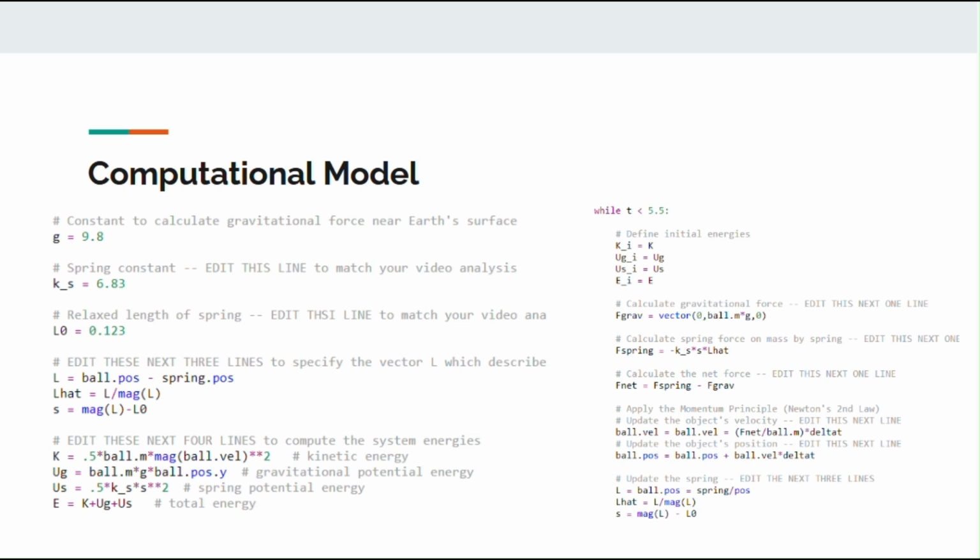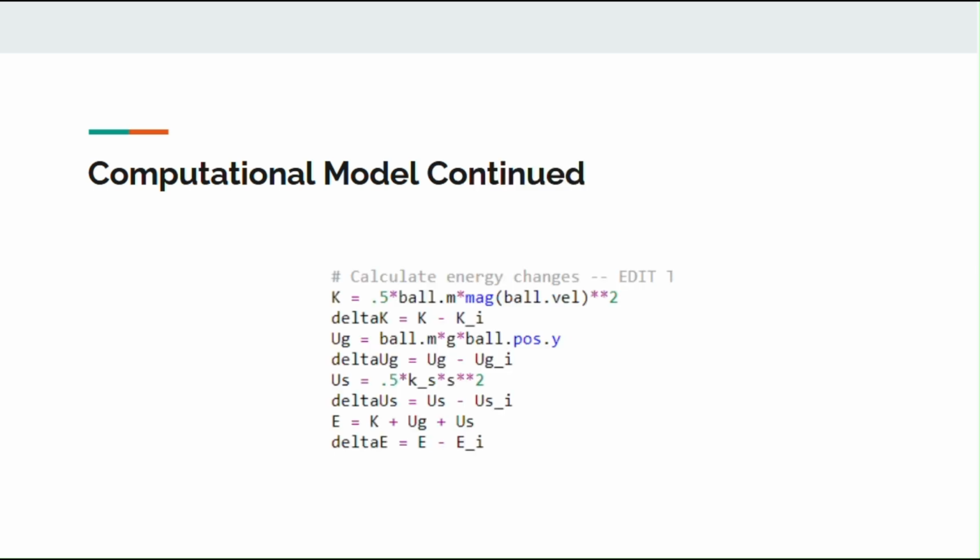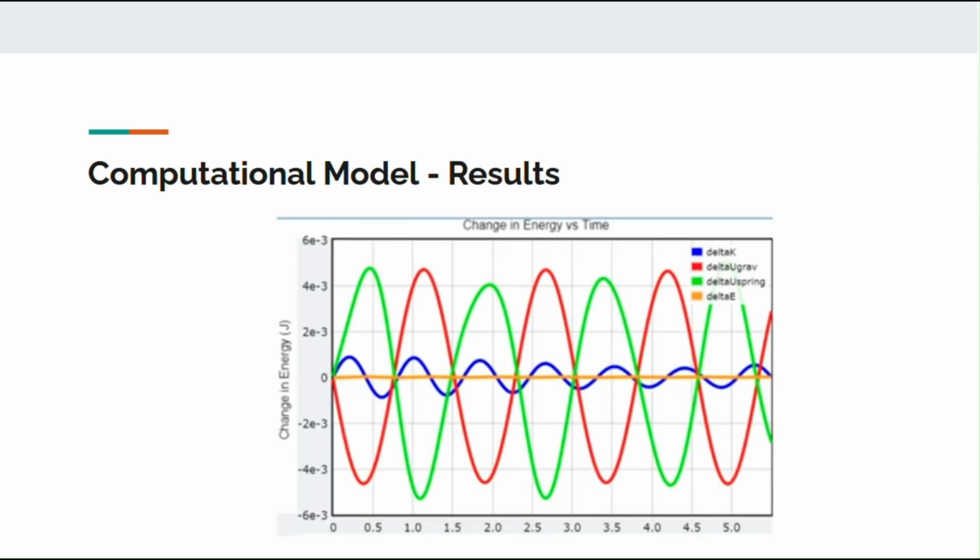Here's the computational model. We put in all the constants and the k value and the relaxed length of the spring value that I solved for, and then using all of the physics principles, we could calculate and code what the equations were. And here's a continuation, where this is the calculation of the energy changes. Next is the computational model, and here are the results.